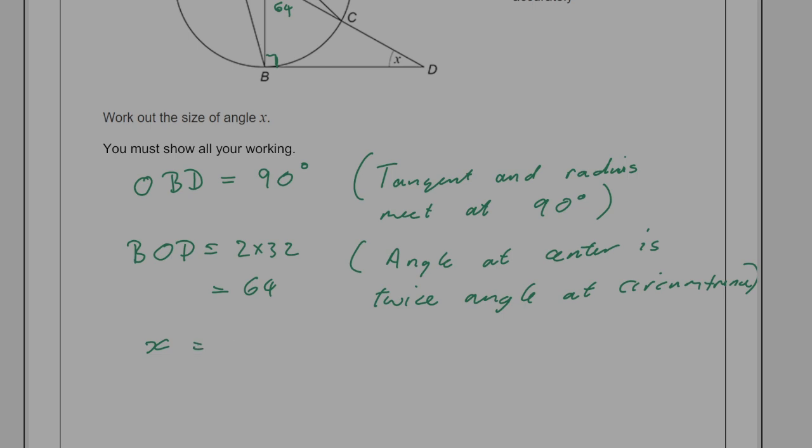So X is, I'm just going to say 90 minus 64. The reason being is technically I would be doing 180 take away 90, take away 64, but I know 180 take away 90 is 90, so I'm just treating it as 90 minus 64, which is going to give me 26 degrees. And my reason there is angles in a triangle equal 180 degrees.